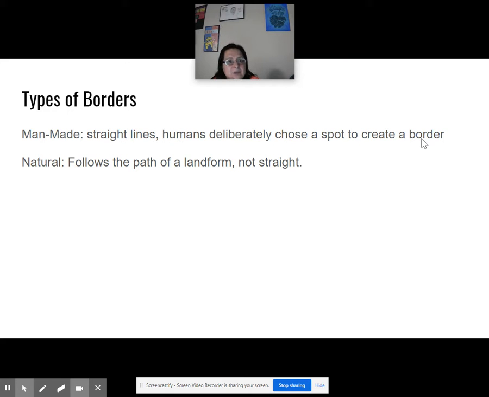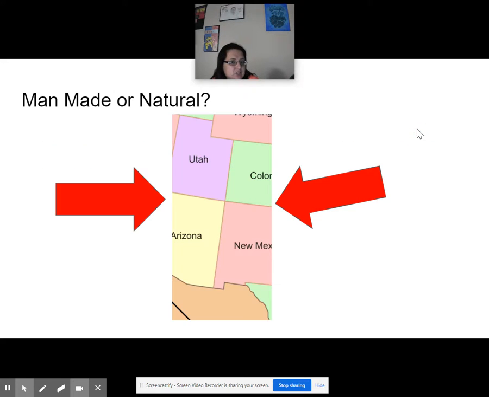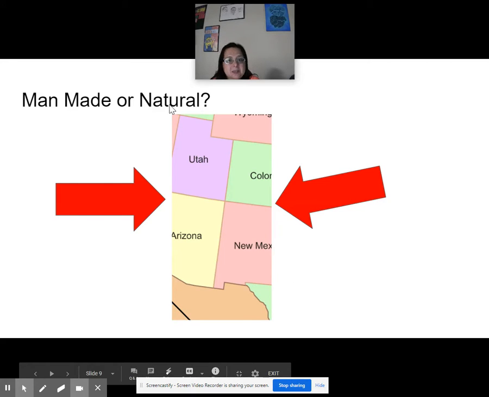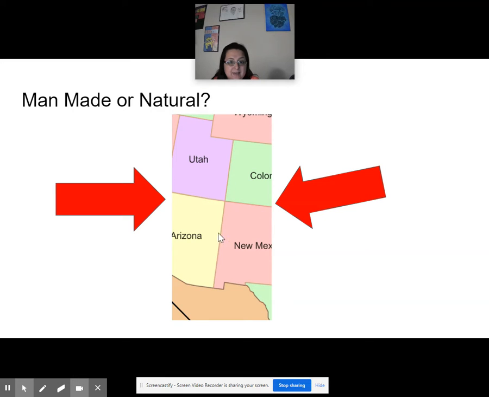So let's look at a few examples, and then you are going to have to answer if it is man-made or natural. So this is a portion of the map of the United States. We are focusing on these lines. Many of these lines are super, super straight. Is this man-made or is this natural? I need you to think, can there possibly be a landform that is going to be at a beautiful, perfect, perpendicular angle?